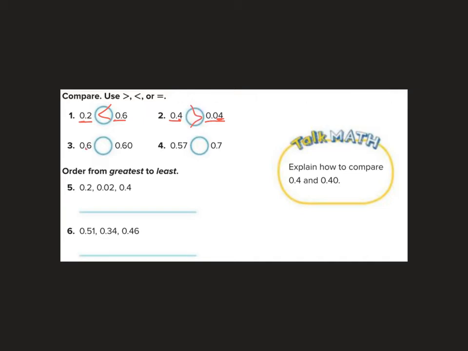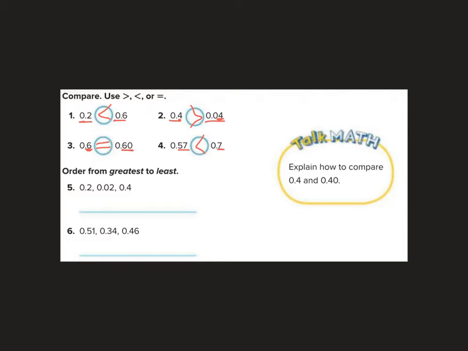Okay. 6 tenths versus 60 hundredths. Okay, so I'm going to think 6 dimes or 60 pennies. Wait a minute, those are equal. Yep. Okay, here I have 57 pennies or 7 dimes. Well, 70 cents is more than 57 cents. Boom, done.